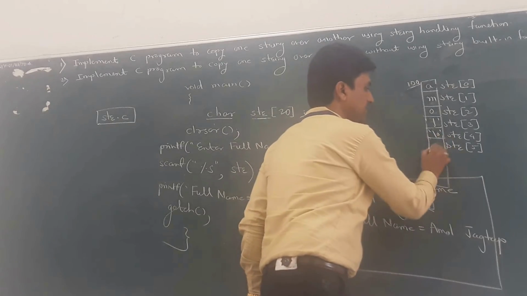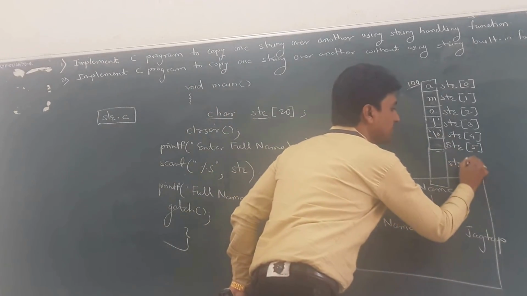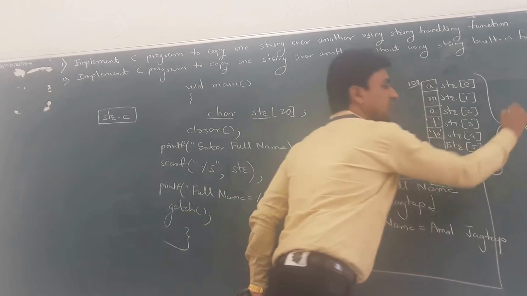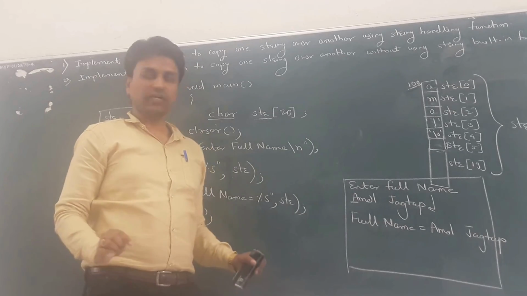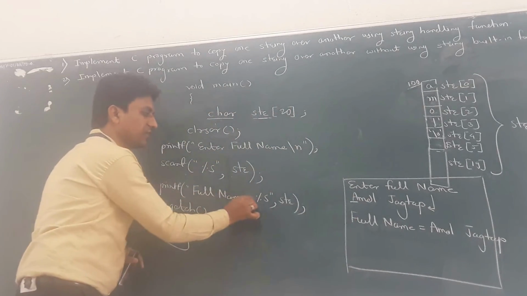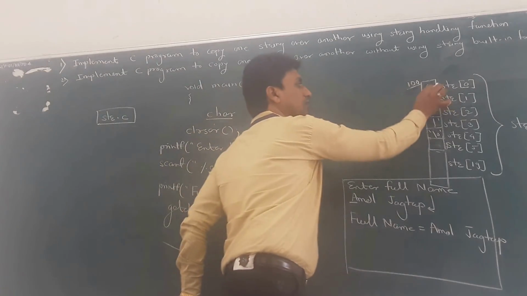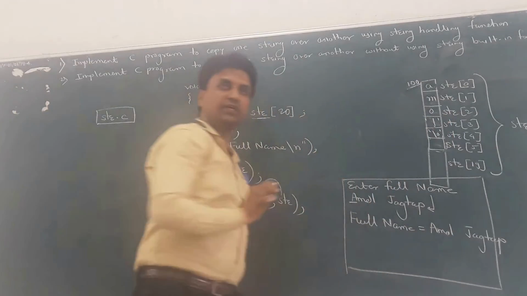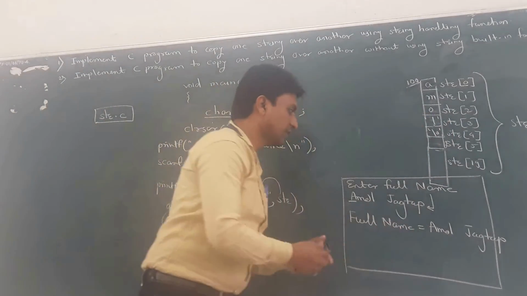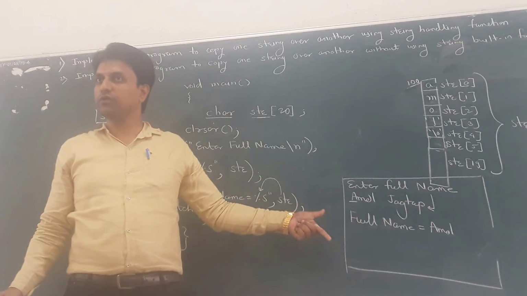Clear? Next, str of 20 means the last character is str of 19. This is str, the whole string address, the base address. Now what happens? If you print full name is equal to, it fetches the string from the str address location. So what is the string? Amol only, because \0 is at the end of L. So what is the message? Full name is equal to just Amol. That is the output.